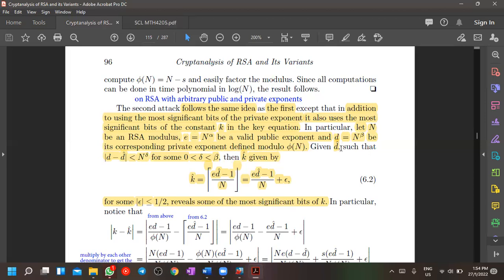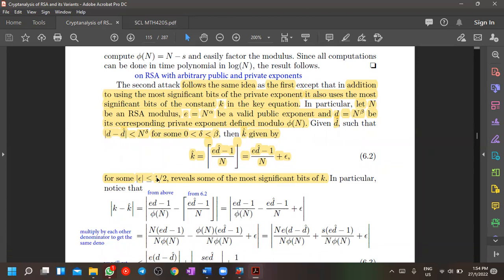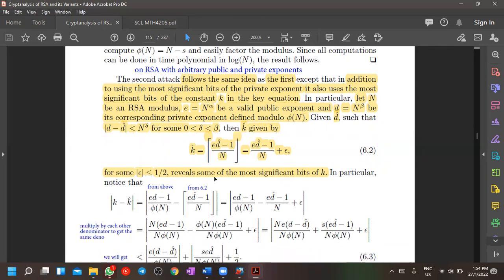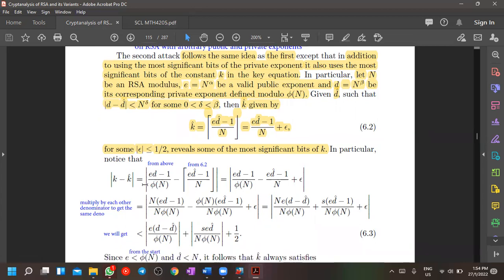So given d hat such that the modulus of d minus d hat is less than n to the power of delta for some delta between 0 and beta, then k hat, given by this equation for some epsilon less than half, reveals some of the most significant bits of k. So in particular, we notice that the modulus of k minus k hat is equal to this. This we get from the above attack.